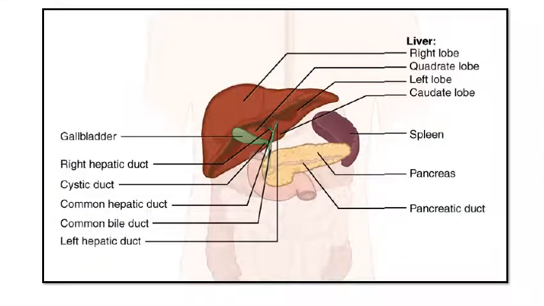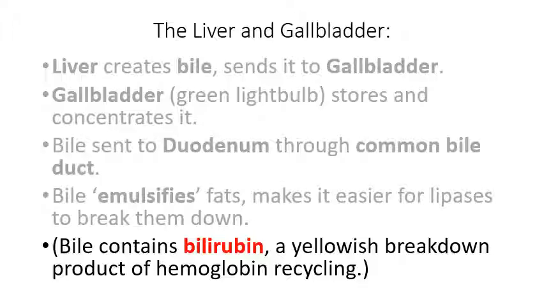All right, you can see the gallbladder at the bottom of the liver and the pancreas located just behind the stomach. Okay, so the bile contains bilirubin, which is a yellowish product that results from the breakdown of hemoglobin. So the yellowish green color is caused largely by bilirubin.